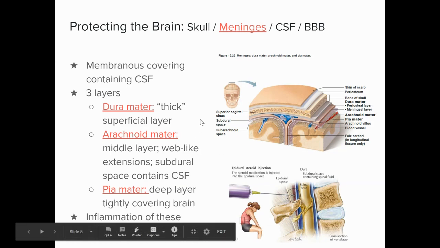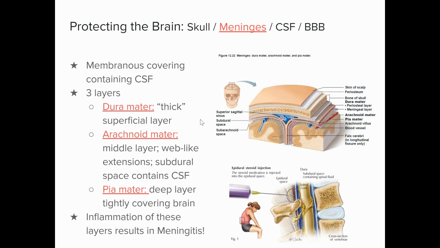Inflammation of these, okay, so this is your meninges, this is meningitis, and you guys all had that vaccine before you were seniors because they want you to have that before you go to college because you're around everybody. There's a higher risk of passing on an infection.